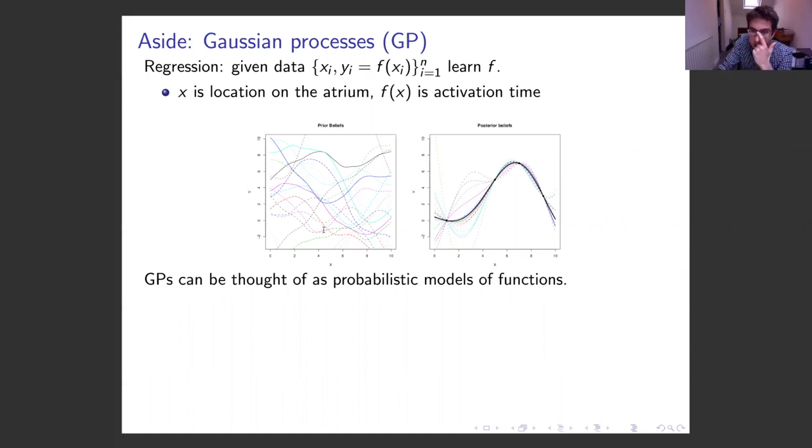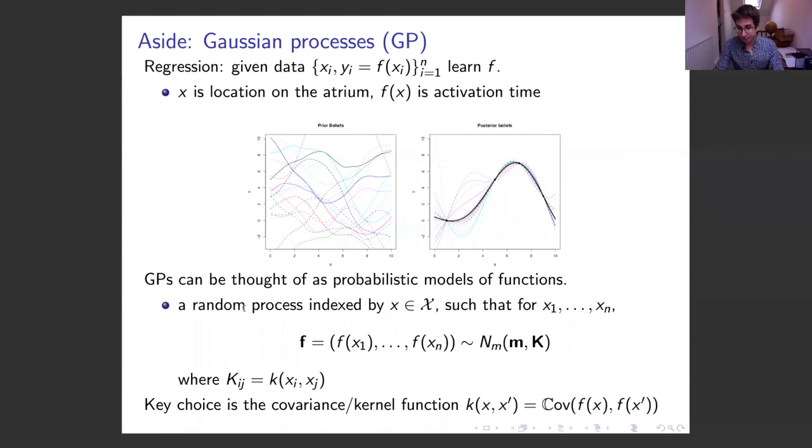I don't know how many people are familiar with Gaussian processes. It's the difficult thing about giving seminars remotely, that it's hard to judge your audience. But you can think of Gaussian processes as just stochastic processes with some index x, such that if you consider any collection of function values, they have a Gaussian distribution. So they are just models of functions, whereas when we think about the function at a number of locations, it has a Gaussian distribution.